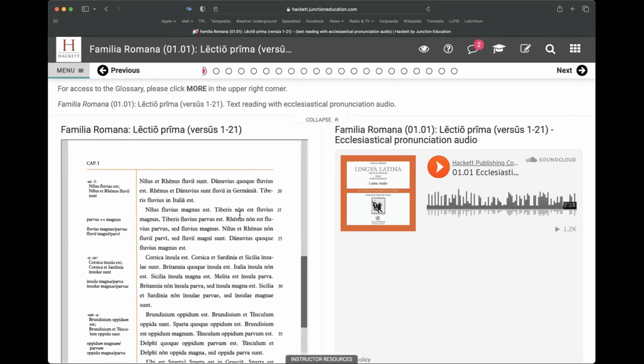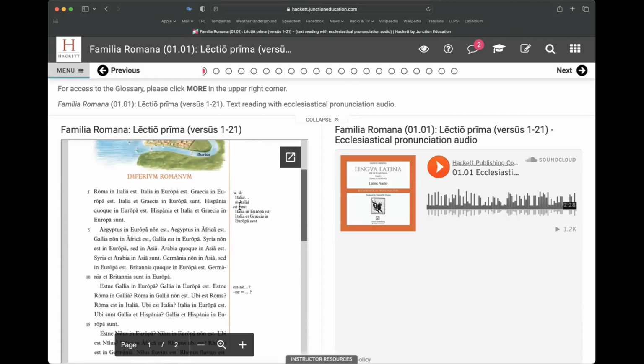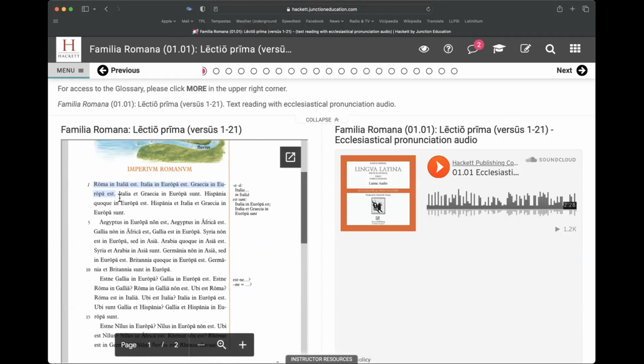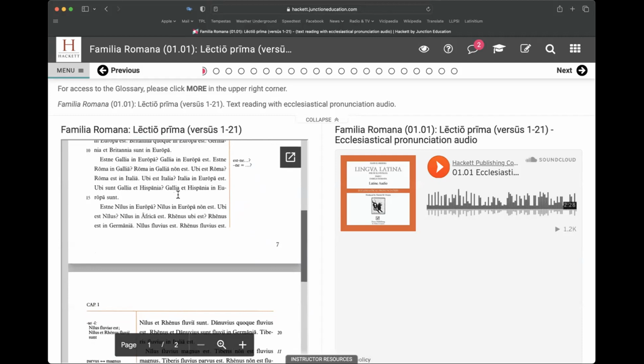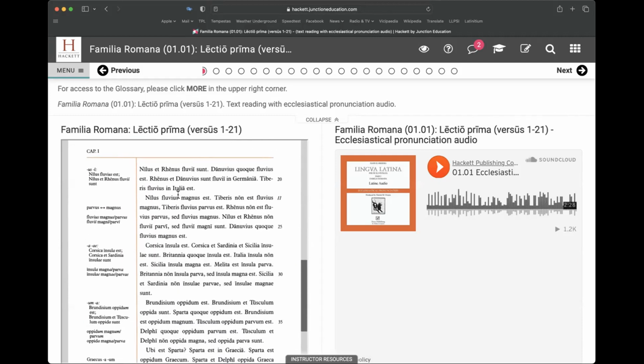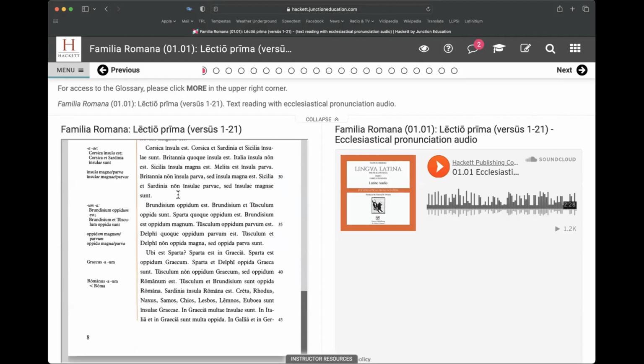By reading this, you'll notice there's a lot of repetitive pattern. Roma in Italia est, Italia in Europa est, Grecia in Europa est. These three sentences are essentially structurally the same thing. They're reinforcing word order and the fact that you need a long A after the in. So you're seeing a lot of repetition here. Yeah, exactly, so what Teresa said there.